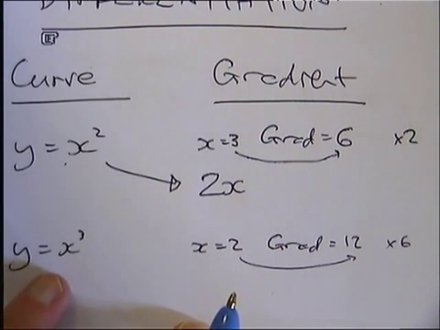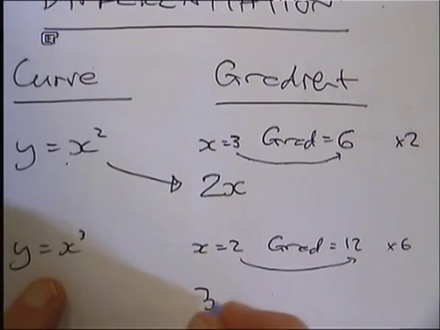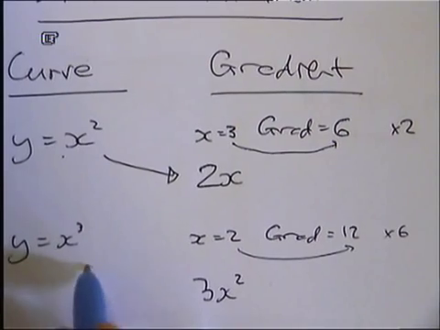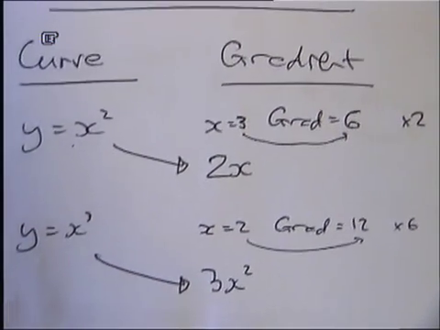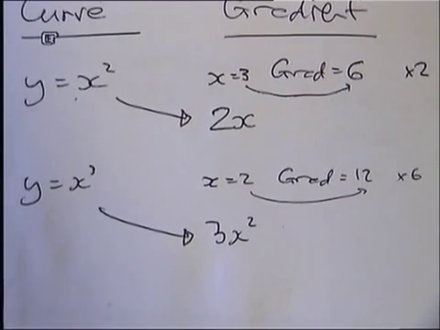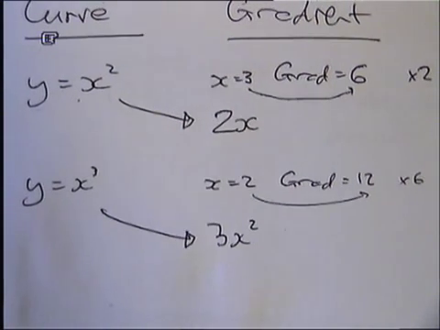Can somebody who has done this before tell me what it is? Hannah? It's 3x squared. Okay? That one goes to that one. Haven't explained why at the moment. Don't worry about that at the moment. Hopefully in a minute some of you will spot a pattern.